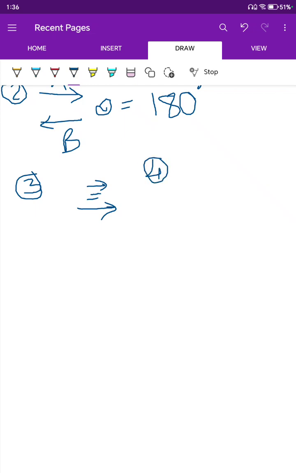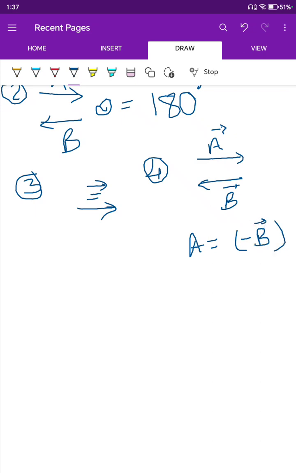Fourth, we will take the negative or opposite vector. What is a negative or opposite vector? It is the same in magnitude and opposite in direction. Let's name this a vector, and this is b vector. So a equals negative of b vector. Same magnitude, different direction. And fifth, we will take coplanar vectors, which are in the same plane. You people are intelligent, you get it.